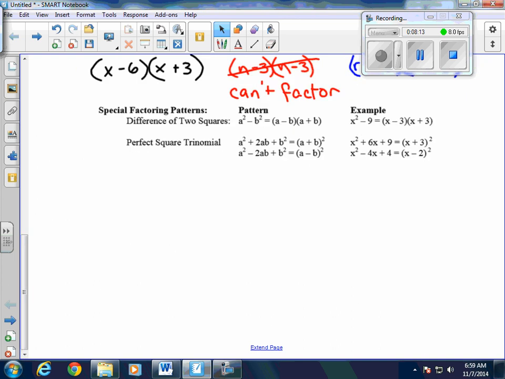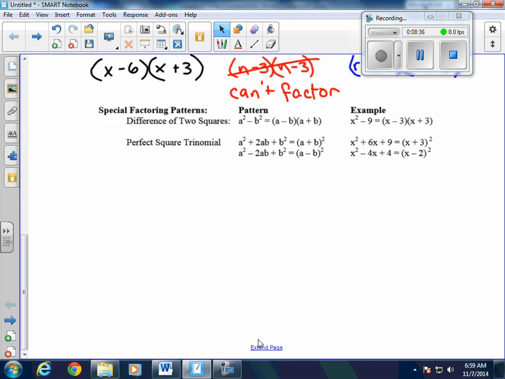The next thing we're going to talk about is the difference of two squares. Now, these are special factoring patterns, so the difference of two squares and the perfect square trinomial. Now, if you don't see that these trinomials or the difference of squares binomials are set up this way, that's fine. You can just factor them as normal.